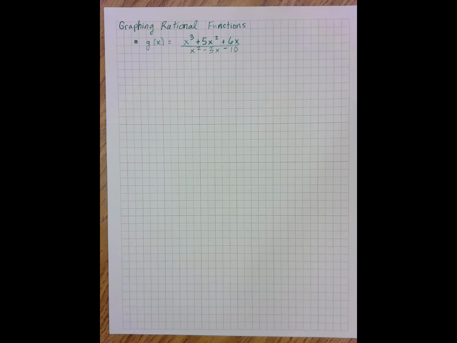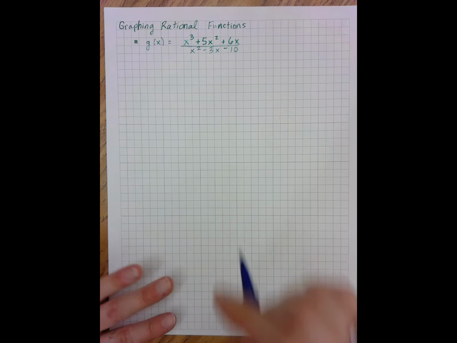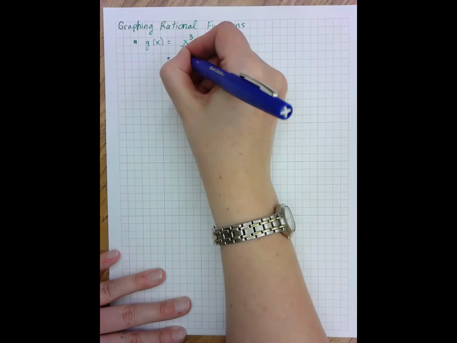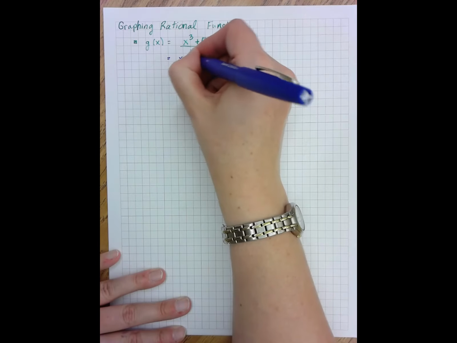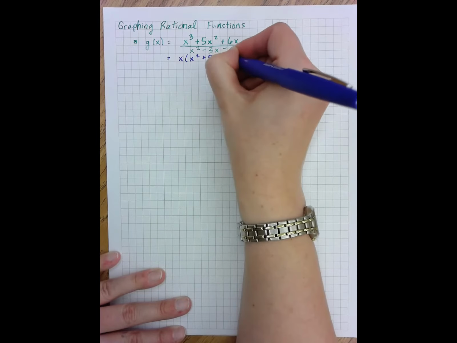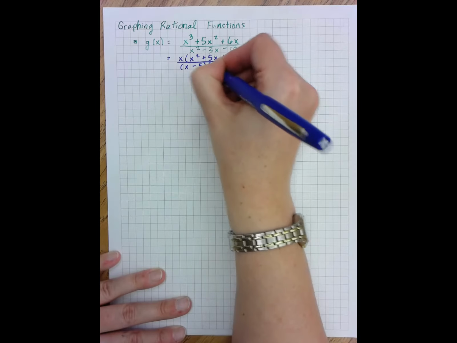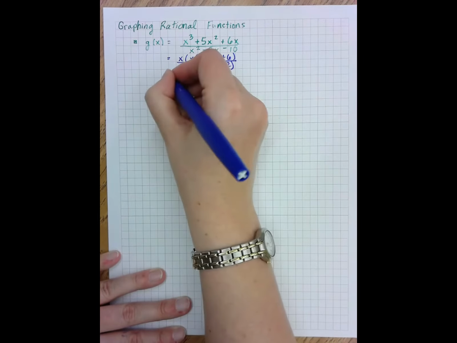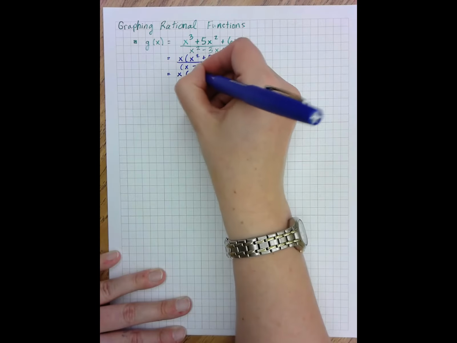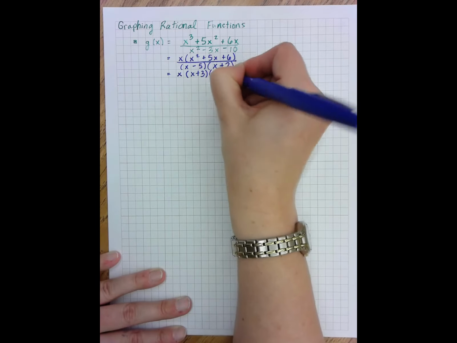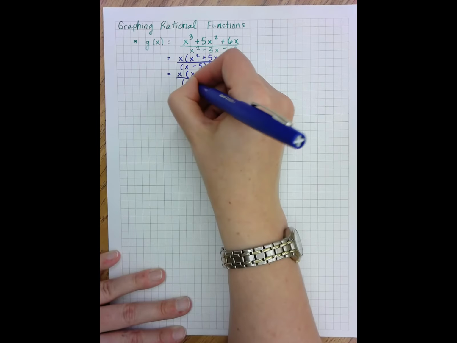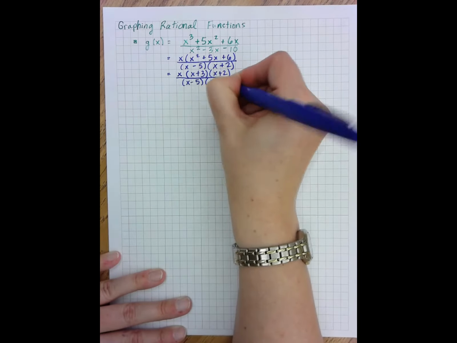These notes are on graphing rational functions, and this is really the culmination of this module. All the work that I've done up until now is really to get to this place where I can graph this function. So the first thing I'm going to do is factor the numerator and the denominator. So I have x squared plus 5x plus 6 over x minus 5 times the quantity x plus 2. The numerator can factor further: x plus 3 times the quantity x plus 2, all over x minus 5 times the quantity x plus 2.